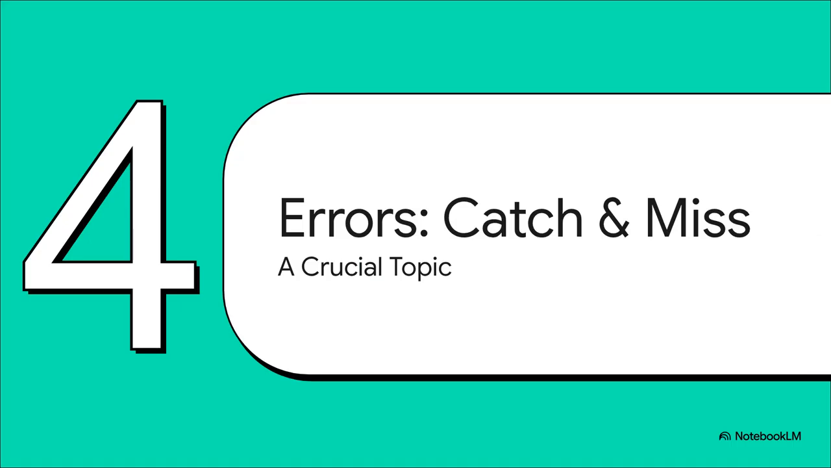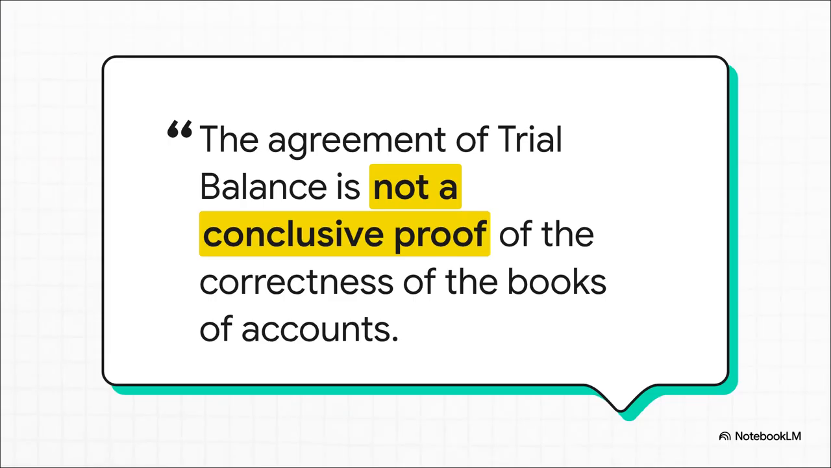Okay, everyone, listen up, because this section is super important for your exam. Understanding what a trial balance can find, and even more importantly, what it can't find, is a classic topic for multiple choice questions. This right here is probably the single most important idea in this whole section. Conclusive proof just means 100% absolutely certain proof. So what this is saying is, just because your trial balance totals are equal, that does not guarantee that your books are perfect. Some mistakes can still be hiding in there.